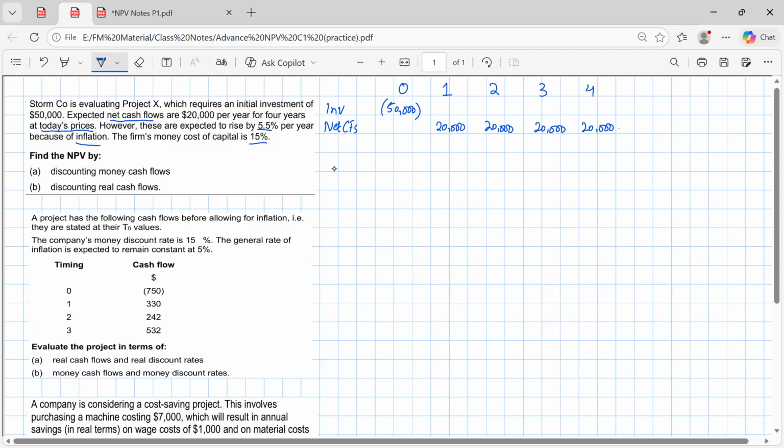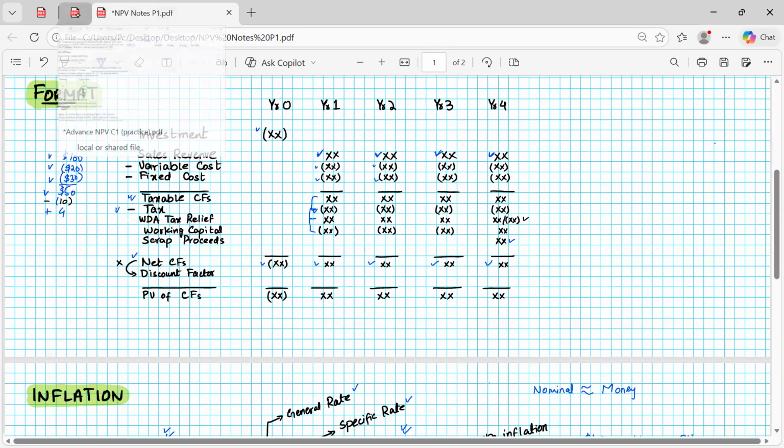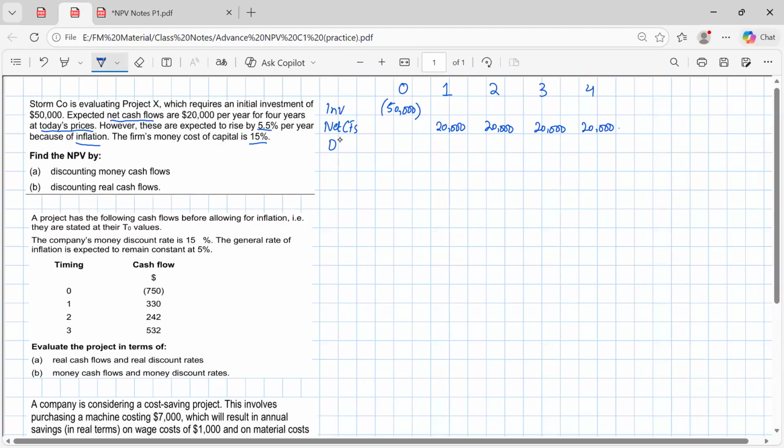Now we have to multiply. Once you have got the net cash flows, you multiply them with the discount factor to get the present value. What will be the discount factor at year zero? One, because 50,000 invested today are equal to 50,000 today. Now, first let's do the NPV real method.